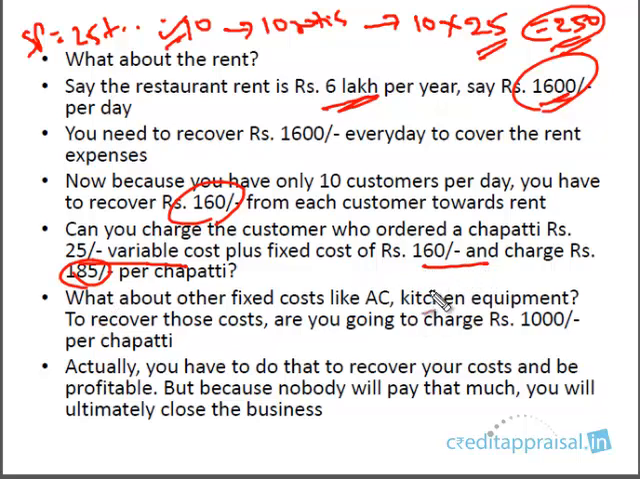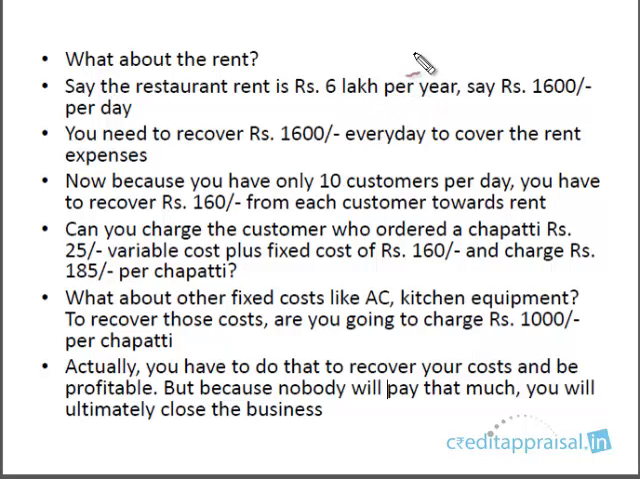What about the other fixed costs like AC, kitchen equipment? To recover these fixed expenses, are you going to charge 1000 per chapati? Maybe this cost is going to work out like that. Maybe for example, rent you calculate as 1600 per day, right? So per customer it's going to charge 160. So rent is coming to 160.